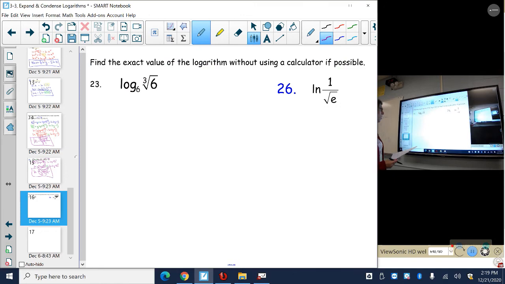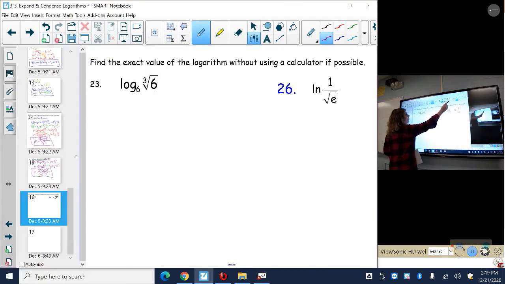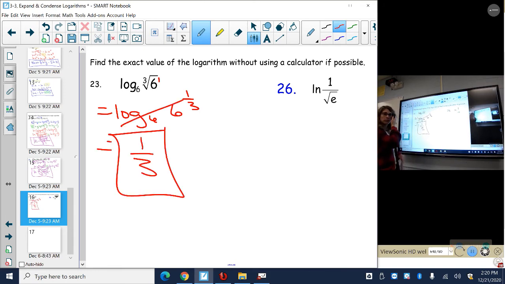And the last set of instructions say find the exact value of the logarithm without a calculator if possible. Now we did these previously, so we're going to keep on going with them. So I have log base 6 of 6 to the 1/3 power. Power is 1, my root is 3. Those cancel out and I'm left with just 1/3. Done. Okay?